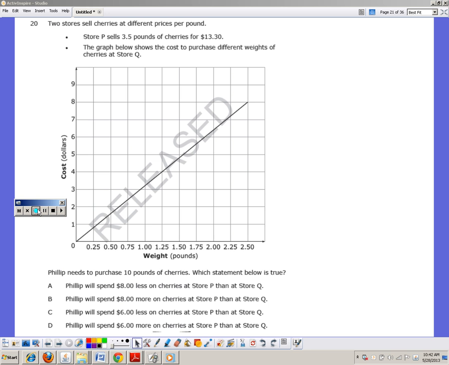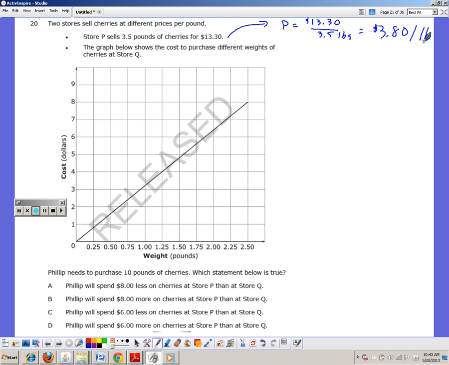Okay, first step. We've got to find the price per pound at each store. So for store P, to find the price per pound, we have to do $13.30 divided by 3.5 pounds. And that will give us our price per pound, which is $3.80 per pound.